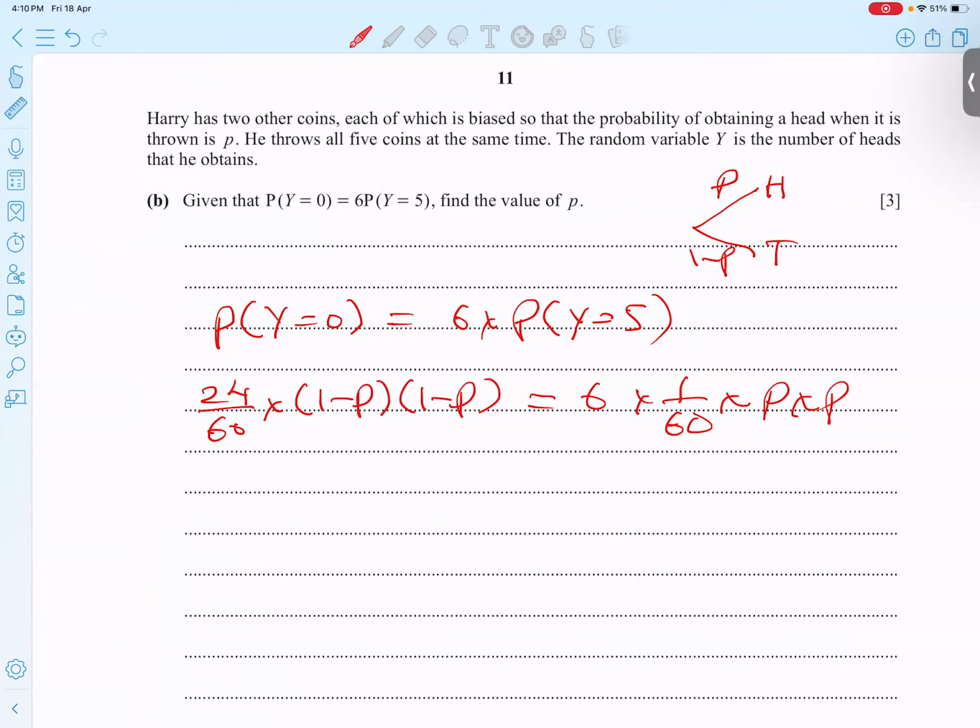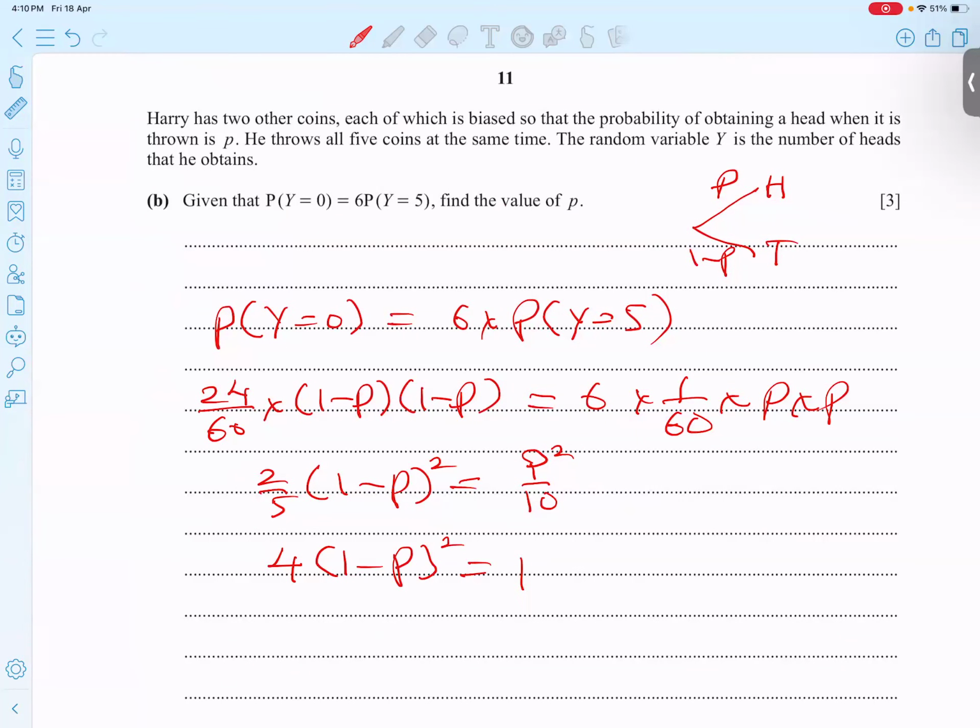If I type 24 over 60 in the calculator, this becomes 2 over 5, and 1 minus P whole squared. This cancels, 6 tens are, and I got 1 over 10. And here P to the power 2 comes from here. So this 5 goes there, and this 2 cancels, 2 and 2 multiply there, 2 twos are 4. So finally, I get this kind of form.